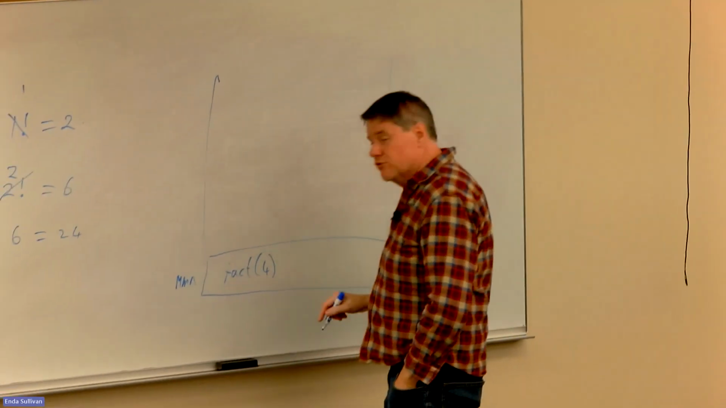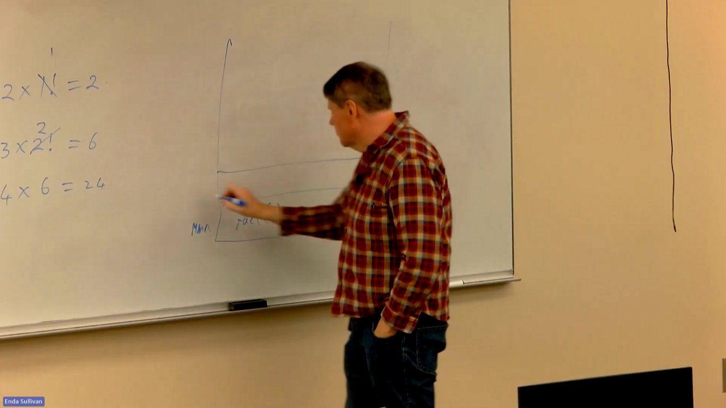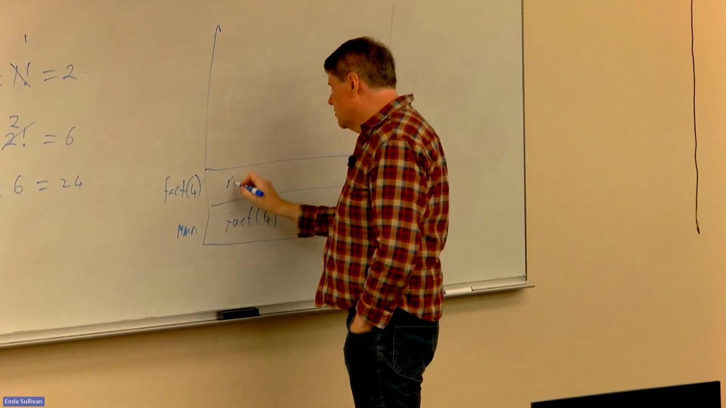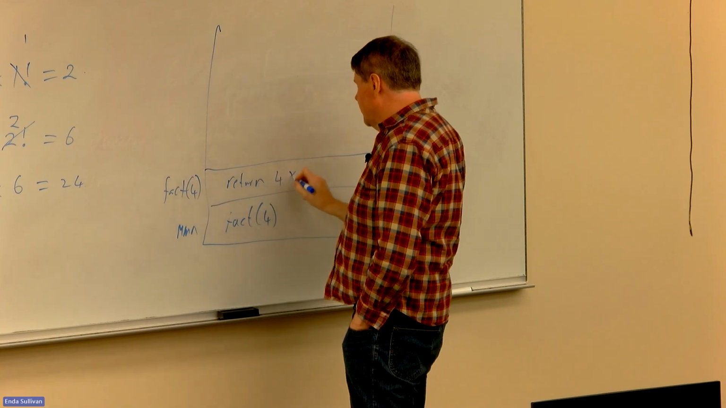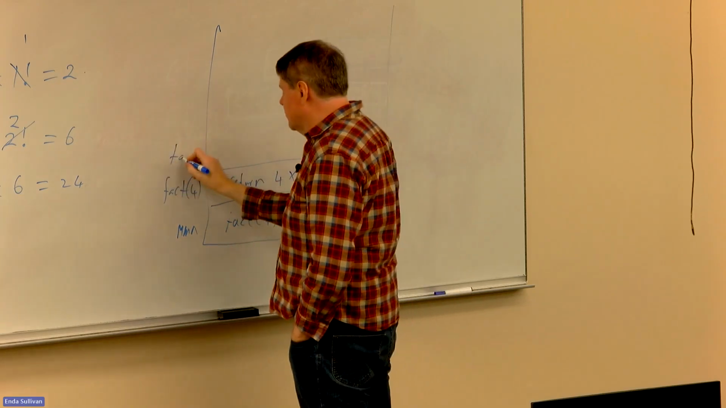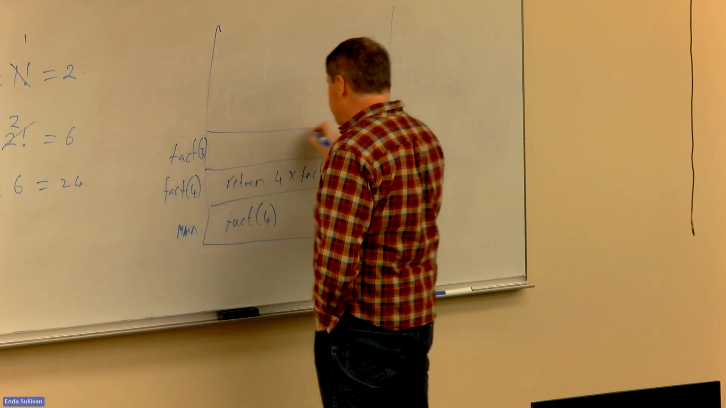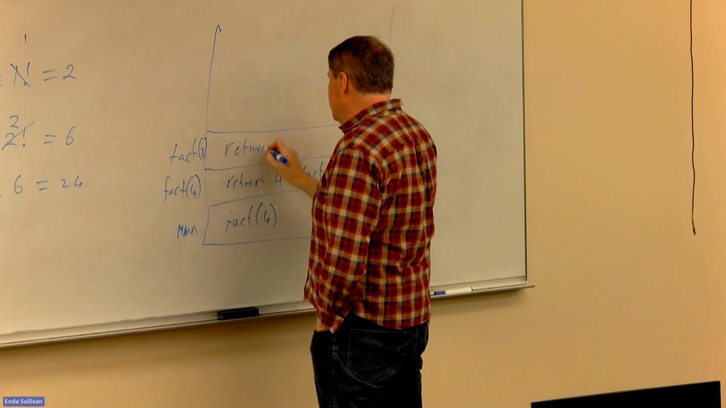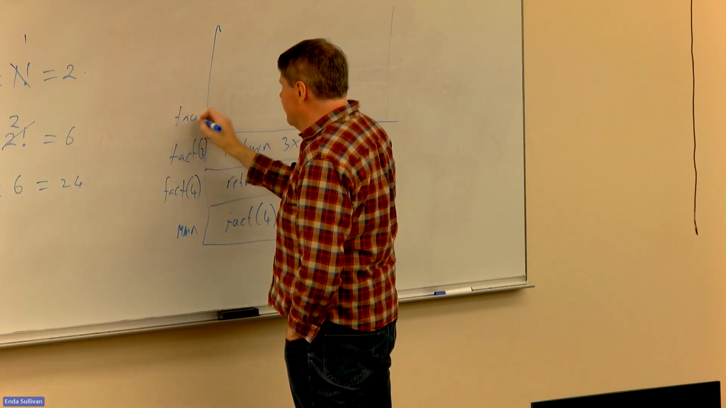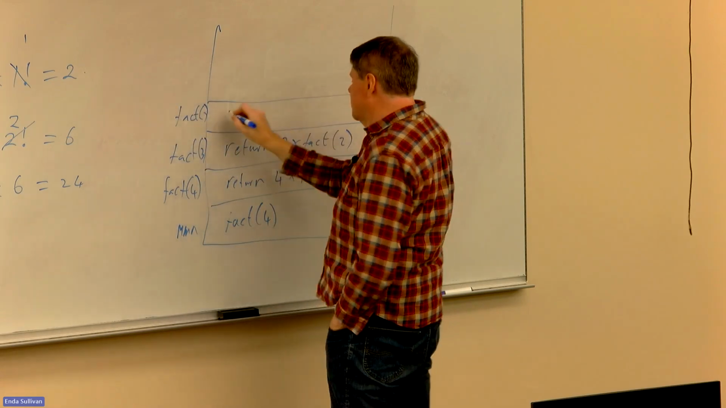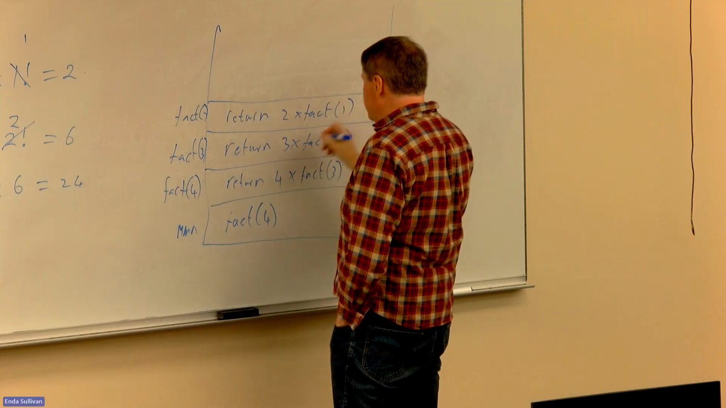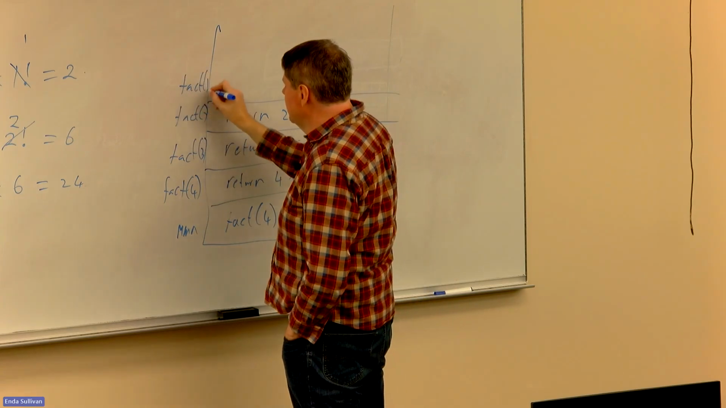It did factorial of 4, which made a call to factorial of 4. Well, that said, okay, return 4 times factorial of 3. Great. Factorial of 3. Everything seems like it's working correctly so far. It says return 3 times the factorial of 2, which is going to make a call to factorial of 2, which says return 2 times the factorial of 1, and then you have factorial of 1.